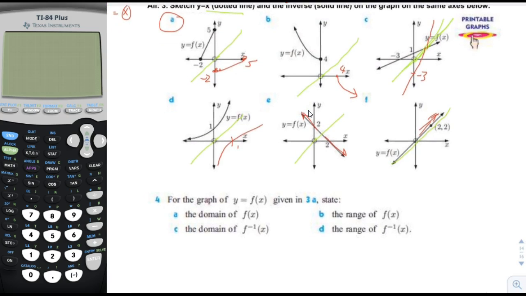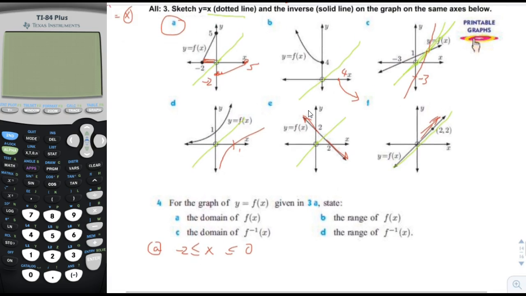Okay, so the domain of f of x for 3a was, let's see, the domain was like between -2 and 0, right? So I would say x is between -2 and 0, inclusive. Okay? Now what about the range of f of x? The range of f of x would be 0 to 5, right? 0 to 5. Okay. So that would be B.